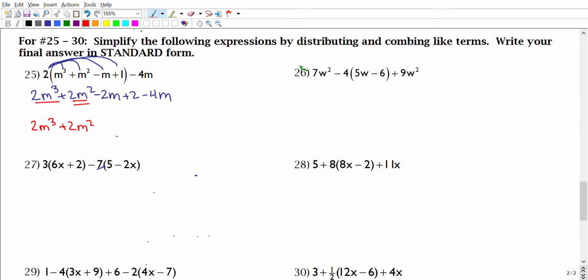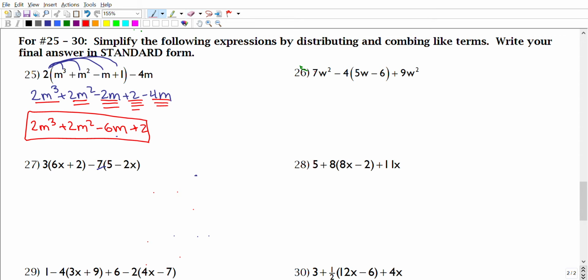Next one I see is this -2m and a -4m. I can combine those two to get a -6m. And finally, I'm going to put 4 little lines underneath that constant, because it's the final term that I can write down in my new simplified expression. And notice I have fulfilled everything that was asked. This is in standard form. I have distributed, and I combined all like terms. Okay, let's go ahead and move on to the next one.